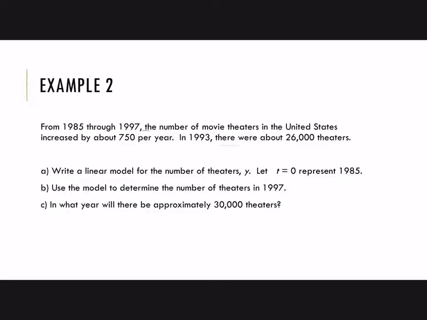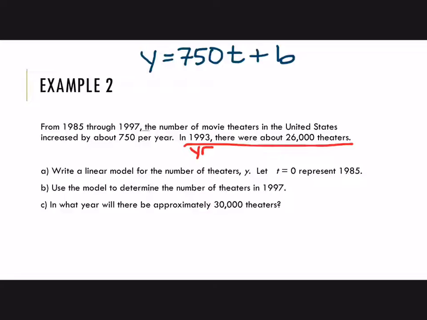Okay, so I'm going to fill in y equals mx plus b. I have y equals, and the slope, it's 750 theaters per year. And then we're just using a t instead of an x, but you can call it x if you like. And then I'm just going to write plus b for now, since I don't know what that is. Okay. Now I'm going to fill in the information that I do know. I have a year, and I have a number of theaters. So in other words, this is like a word problem way of giving you a point of a year and the number of theaters.